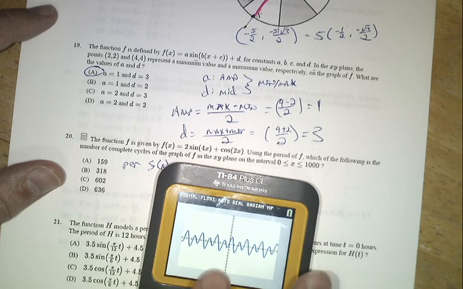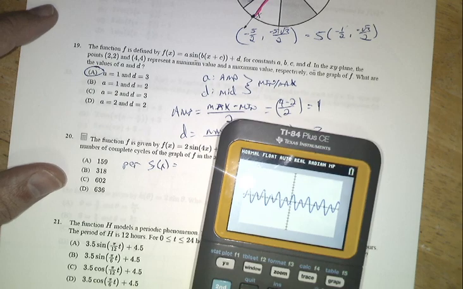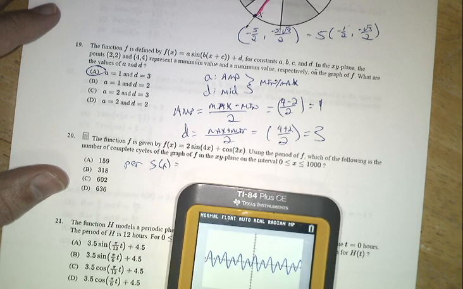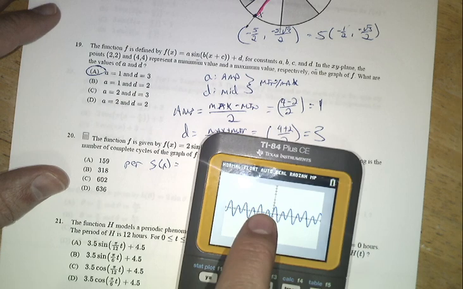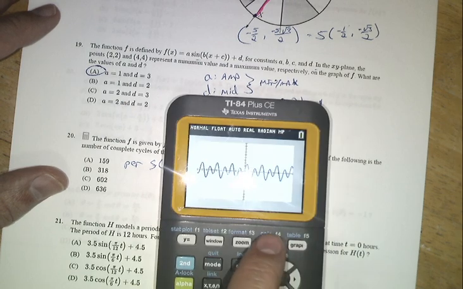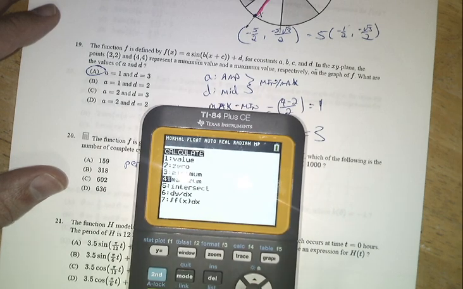Okay, so I guess we need to figure out the period of that. If we're going to figure out the period, one thing we can do is figure it out from a max to a max. So one thing we can do is go to calculate. There's a blue label here that's calculate. Hit second calc. Find the maximum.